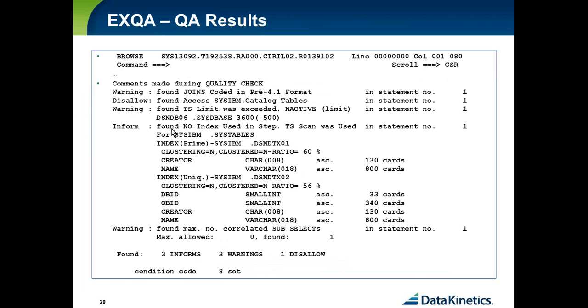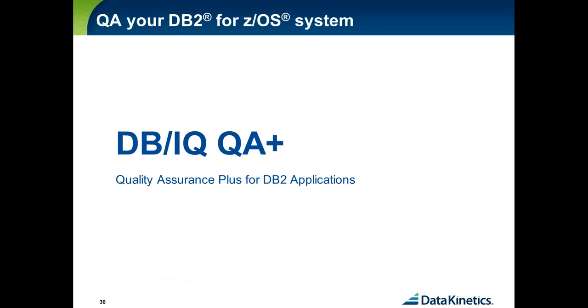Here we see information found: no index used in this step. A table space scan was used. This is going to throw out a warning in this case. Here's a warning: joins coded in pre-version 4.1 format, so the comma-separated tables instead of the ON. Some of these rules you may want, some of these rules you may not want. Again, fully extensible. You can modify them, eliminate them, add to them. That's one of the products.